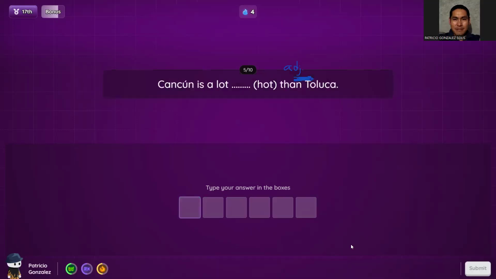The last one, my dear Esme, please. Cancun is a lot hotter than Toluca. Hotter. Can you spell it? H, O, T, T, E, R. All right. Yes, a lot. Or remember, a lot is informal, but you can say much hotter. Well, this is the practice to use comparatives, my dear students.